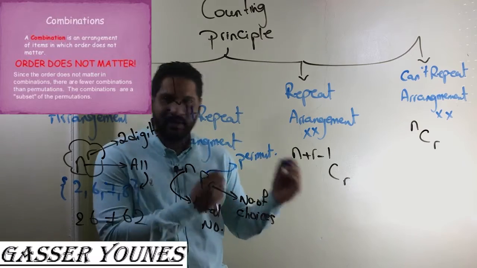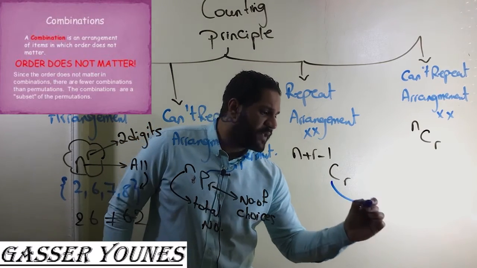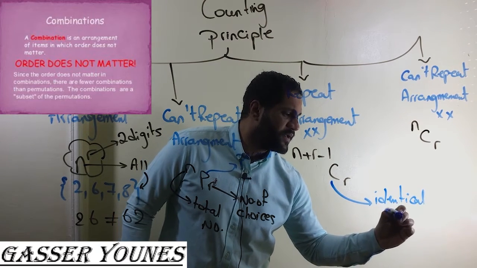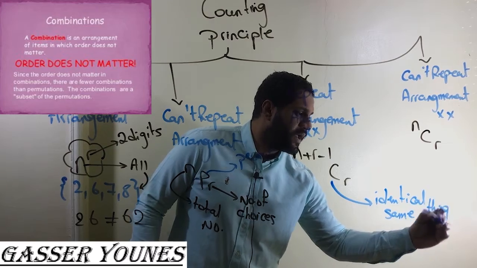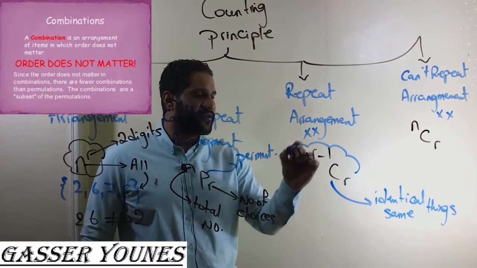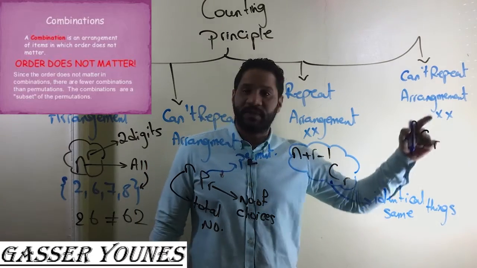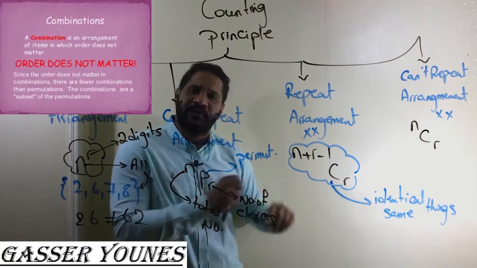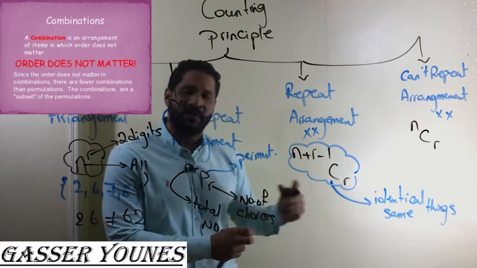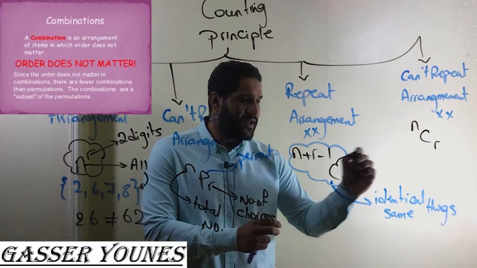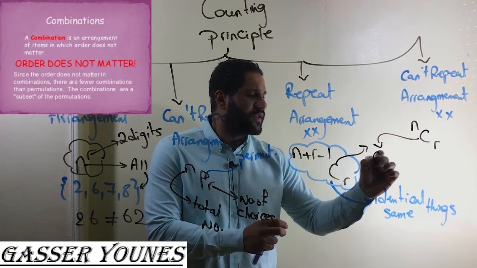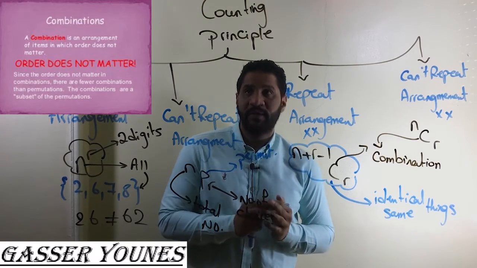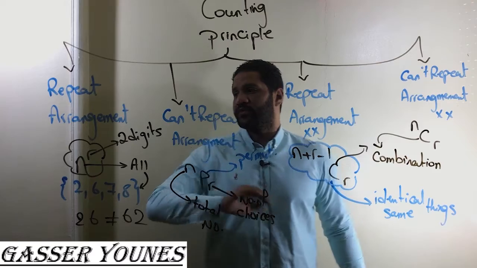Let me give you a hint that will summarize this. You can repeat when you have identical or same things, and in this case you are going to use this one. While when things aren't identical, you are going to use this rule. What's n? N is the total number of things you have. r is the number of choices you are going to pick. And as for C, we call it the combination rule.